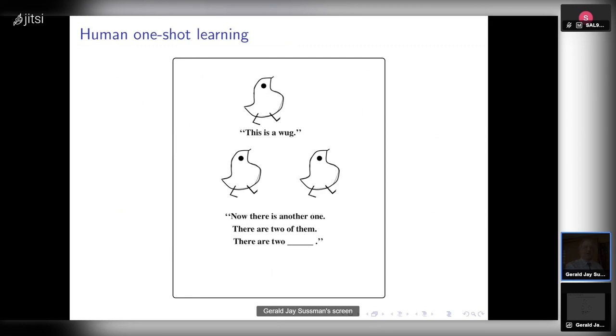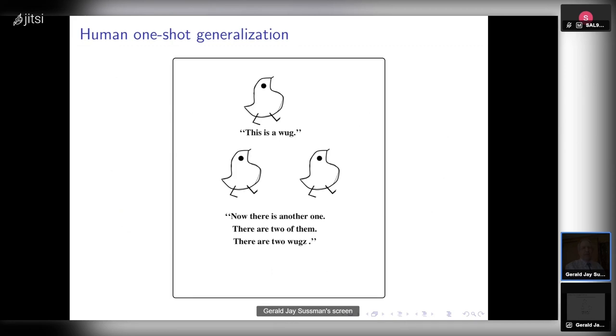Okay, everybody try to tell me, if you're a native English speaker, how do you say there are two? Come on, complete that. You just did. Okay, I can't hear you. If you were in my classroom, I would hear you. But the answer is there are two wugs, with a Z, the way you say it.